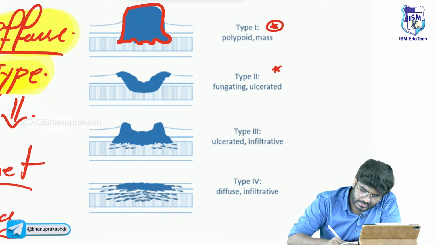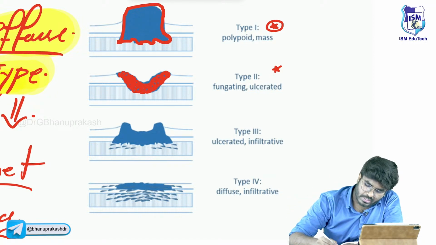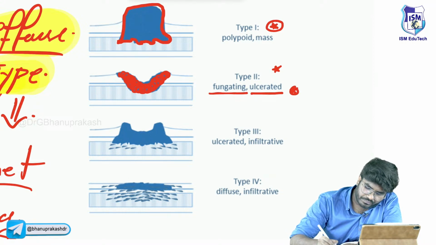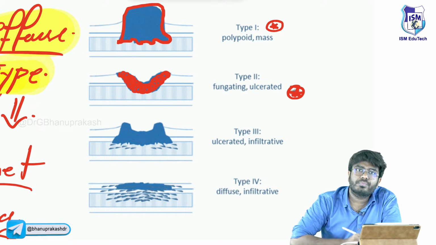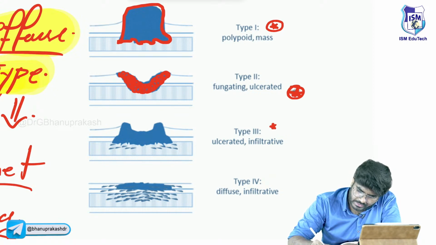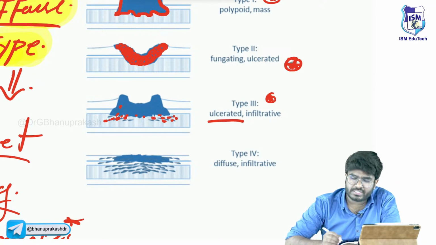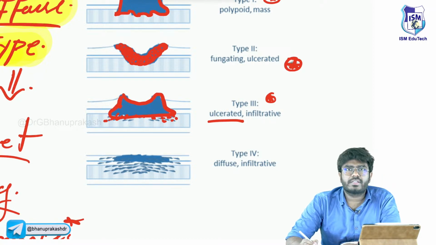In type 2 cancer, yes, it is involving mucosa, submucosa, muscularis, but it's growing like an ulcer. So, fungating or ulceroid, in the ulcer form. If there is ulcer-like growth, then it is type 2. In type 3, of course, it's ulcer-like, but it's infiltrative. Not diffuse infiltration, but a little infiltration is there.